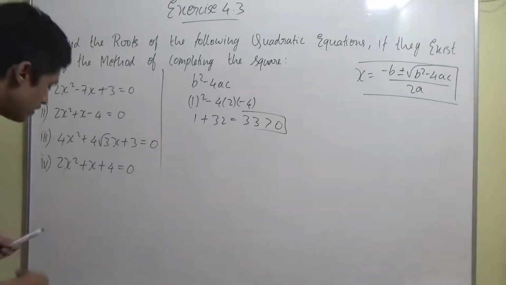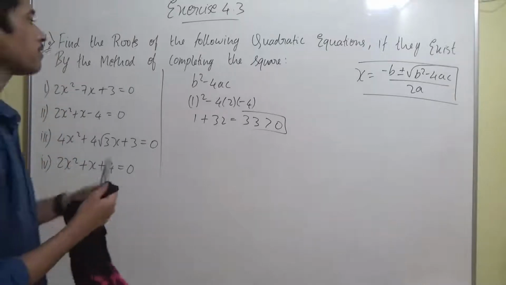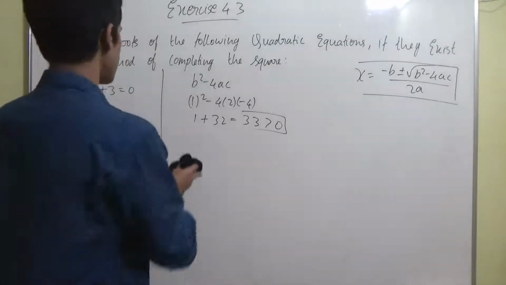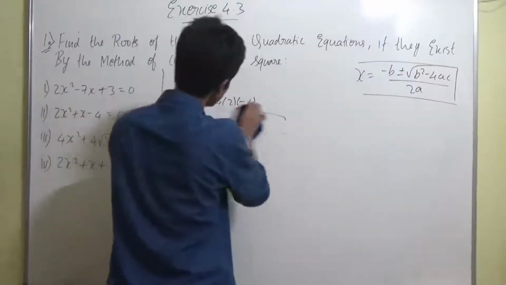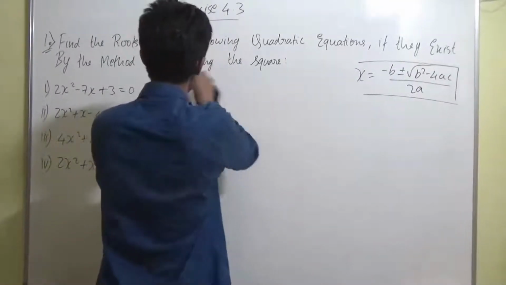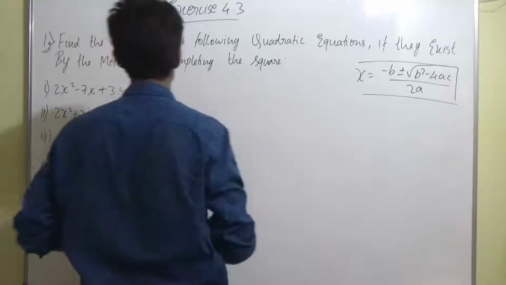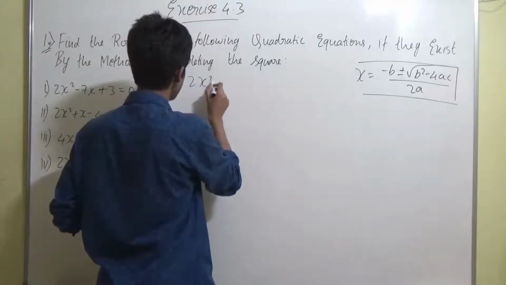Now we can go ahead and find the solution using the completing the square method. Since it has a solution, let's find the solution. We have to find the solution. That's what they said to us in the question. Right, now I'll write down the question here.